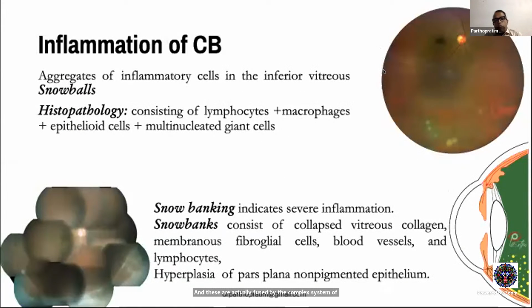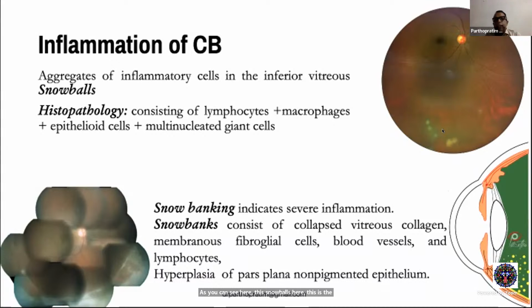Now, inflammation of the ciliary body can lead to inflammation of the vitreous and formation of snowballs. Now the snowballs are aggregates of inflammatory cells. As you can see here, the snowballs. This is the clinical picture showing the snowballs.